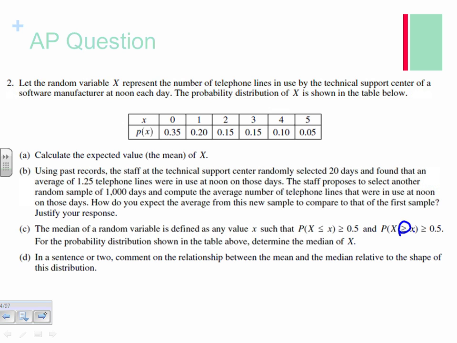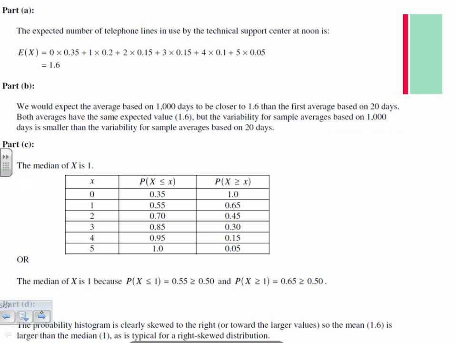And then part D says, in a sentence or two, comment on the relationship between the mean and the median relative to the shape of the distribution. So hopefully you didn't think this one was too bad. Here are going to be the answers.